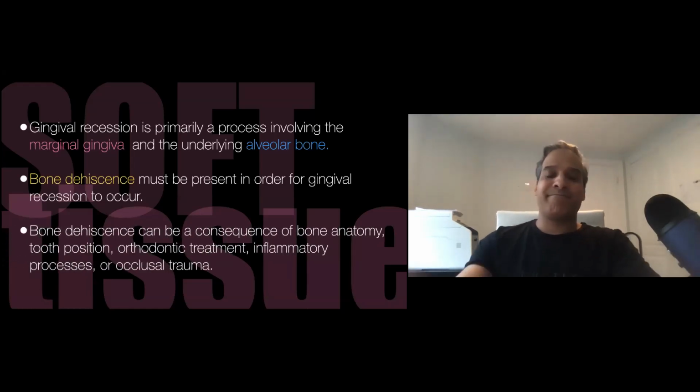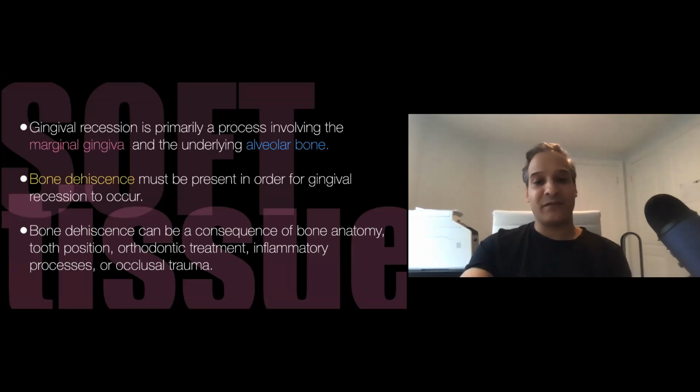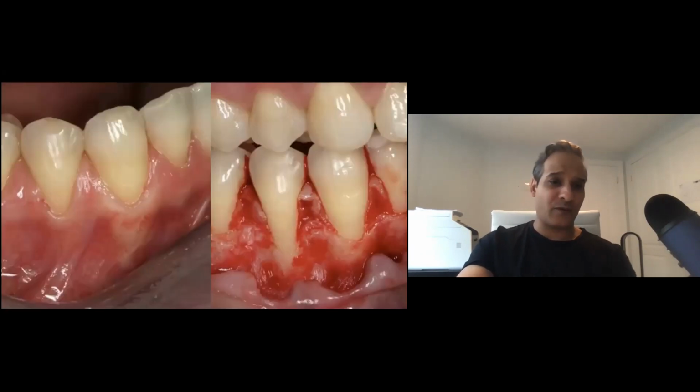So bone dehiscences happen due to a bunch of things. It can be something as simple as the anatomy, whether the tooth was naturally more prominent, making the buccal bone quite thin. It could be orthodontic treatment that moved the tooth outside the alveolar envelope. It can start because of inflammation or even occlusal trauma.